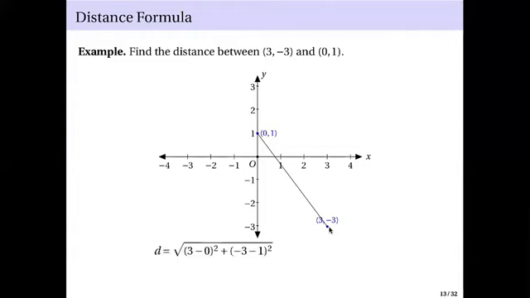So we have the calculation here. 3 minus 0 squared plus negative 3 minus 1 squared. If we calculate, 3 minus 0 is 3, squared is 9. Negative 3 minus 1 is negative 4. You square it, you have 16. And you will get the square root of 25, which is equal to 5.